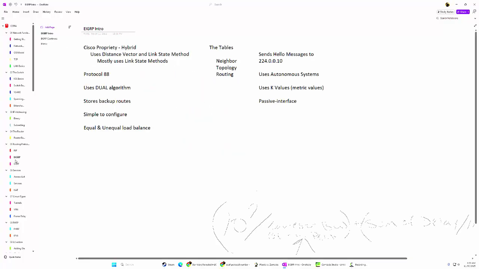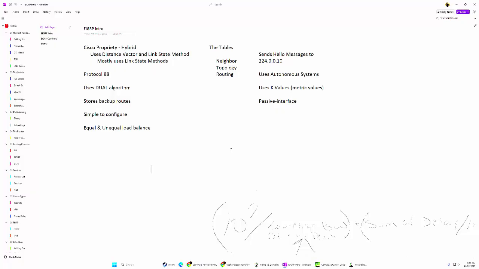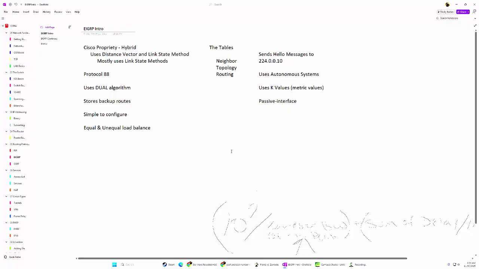So EIGRP communicates on multicast. Here's the thing: if I have 30 routers in a broadcast domain, I'm only going to be communicating with multicast addresses, meaning that I'm going to communicate on this multicast address, but I'm also going to be listening.